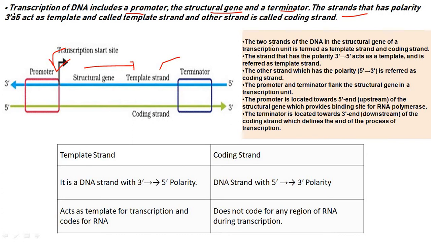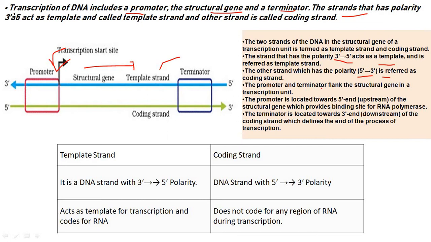The two strands of the DNA in the structural gene of a transcription unit are termed the template strand and the coding strand. The strand that has a polarity of 3' to 5' acts as a template and is referred to as the template strand. The other strand, which has a polarity of 5' to 3', is referred to as the coding strand, as you can see very clearly in this picture.